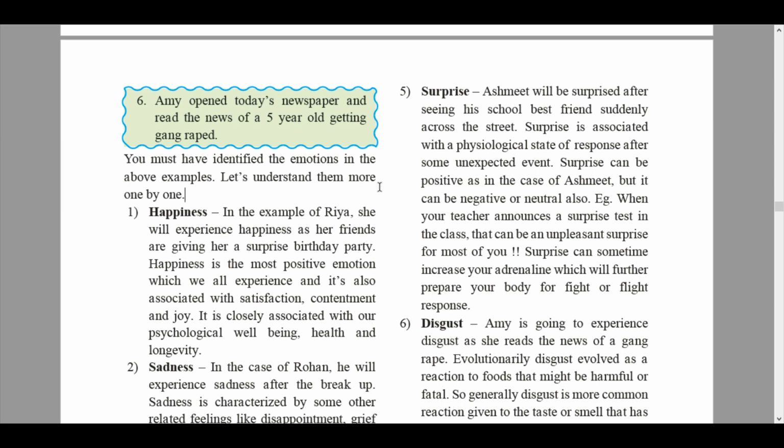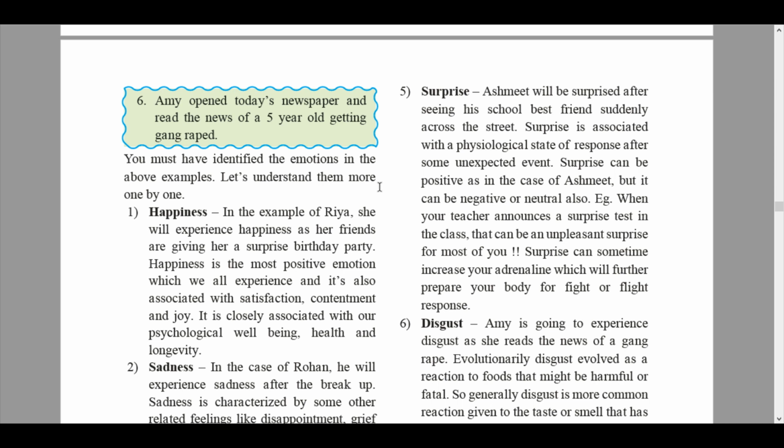Yeah, this is just the board taking sarcastic comments and putting it here. It might be an unpleasant surprise for you if you haven't studied, because the teachers know most of you are not prepared for the surprise test. Surprise can sometimes increase your adrenaline, which will further prepare your body for fight or flight response.